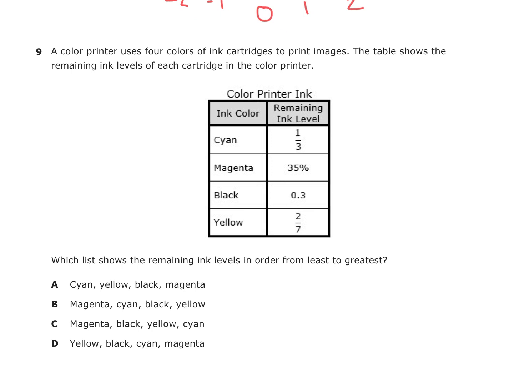A color printer uses 4 colors of ink. The table shows the remaining ink level. We want to know least to greatest, so let's convert them all to decimal. 1/3 as a decimal is 0.33 repeating. And then what's 35% as a decimal? 0.35. And then 0.3 is given to us, 0.30. And then 2/7 is what?